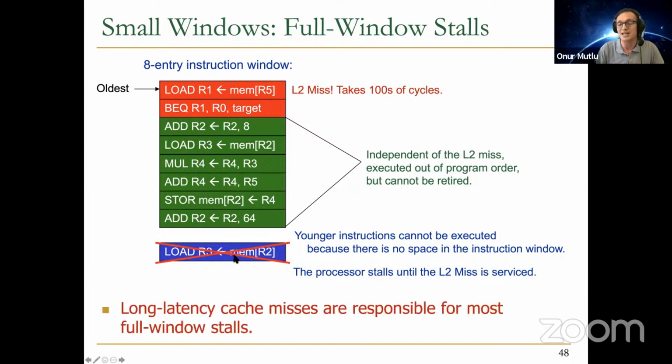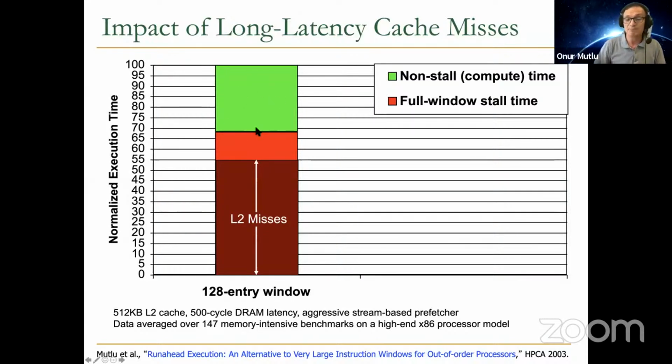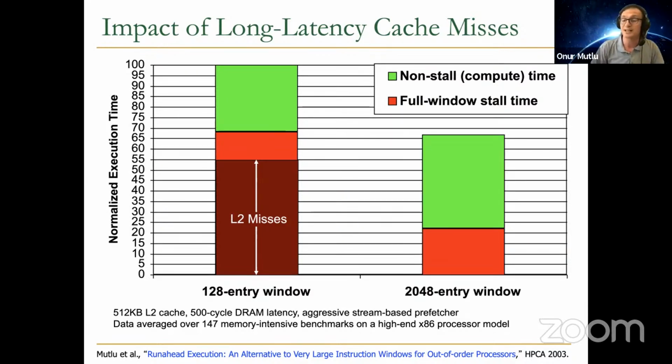So basically, long latency cache misses are responsible for most full window stalls. And I've shown you this picture before in an earlier memory hierarchy lecture, if you remember. We basically did these studies with Intel at the time. We showed that, averaged across many memory-intensive workloads that Intel uses to design its processors, most of the time the processor is waiting for L2 cache misses to come back from memory. And a very small fraction of the time, the processor is actually making progress. That's called non-stall compute time, because some of this is actually wasted for branch mispredictions also, but we're not going to get into that. In contrast, if you could build a very large machine, a 2048-entry instruction window machine, you would reduce the stall time significantly, as you can see.